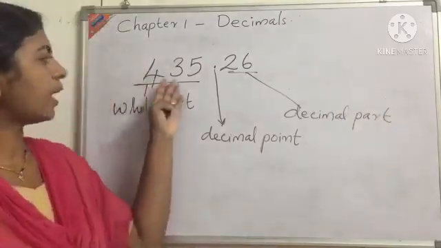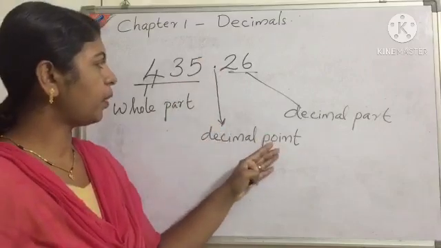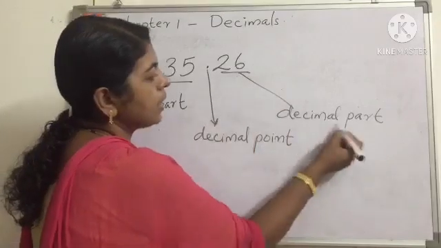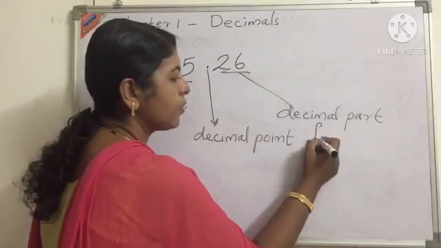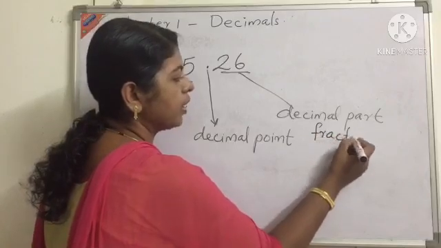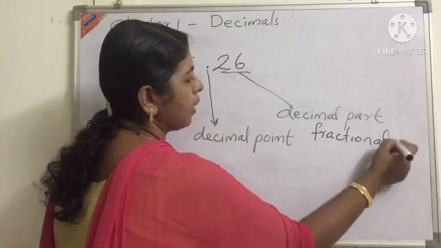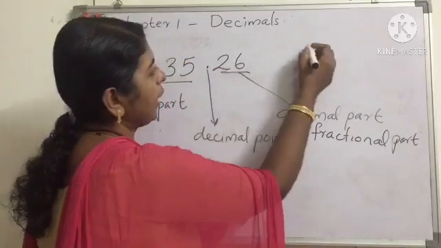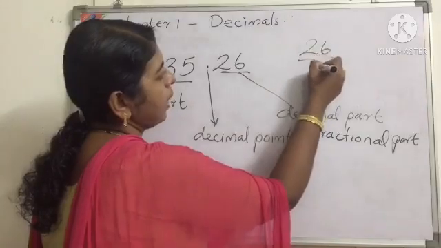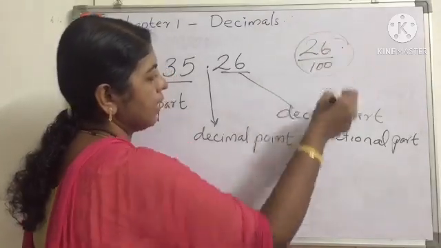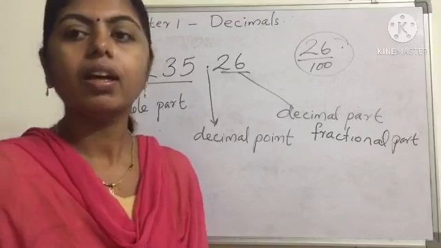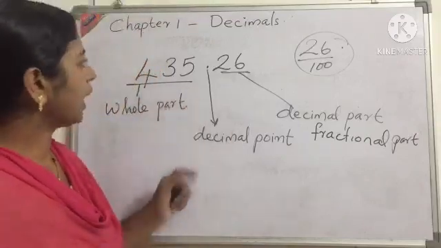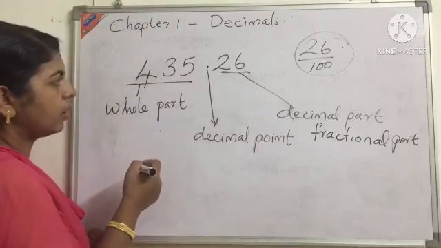Okay, then it's the whole part, the decimal point, and the decimal part. This decimal part we can also write as the fractional part. This 0.26 we can write as 26 by 100. It becomes a fraction, that's why it has another name, the fractional part. Then how can we expand this number?